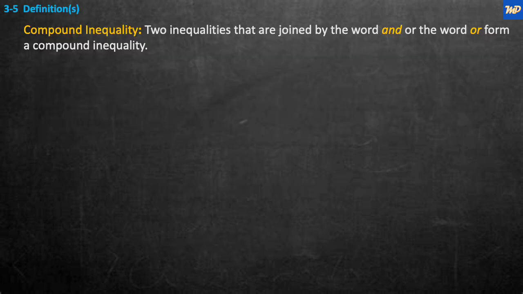Okay, definitions. A compound inequality: two inequalities that are joined by the word and or the word or form a compound inequality.